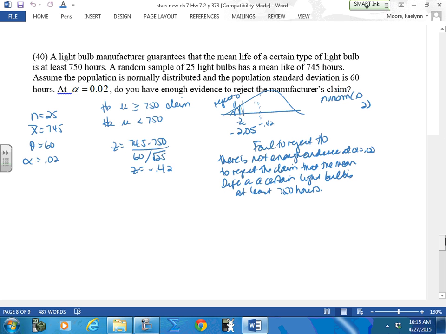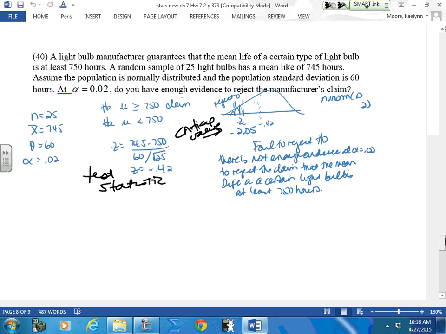Again, find your critical value. This is your inverse norm, 0.02. This is your critical value. This is your cutoff. This is your test statistic. I want you asking me tomorrow, what's my test statistic mean? This is what you tested. This is your sample that you're testing your claim with.